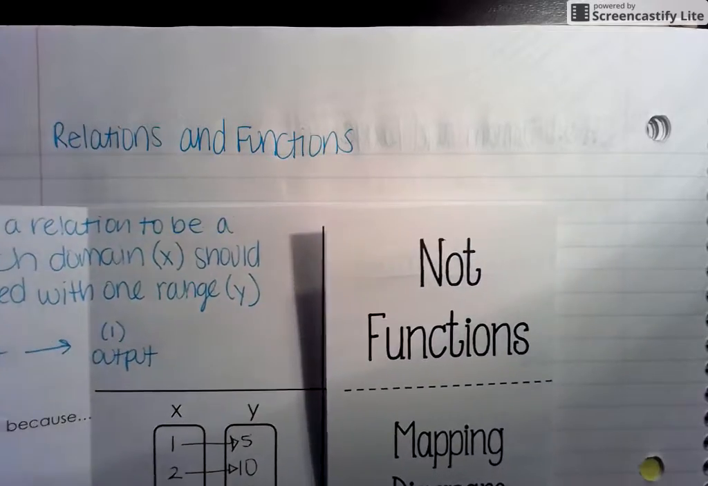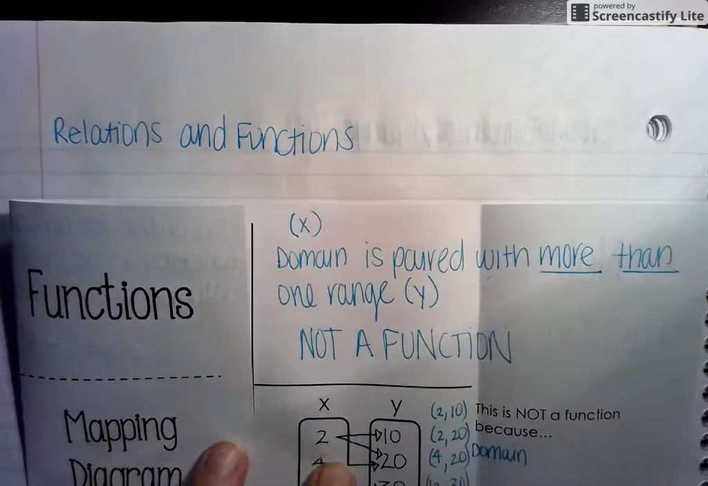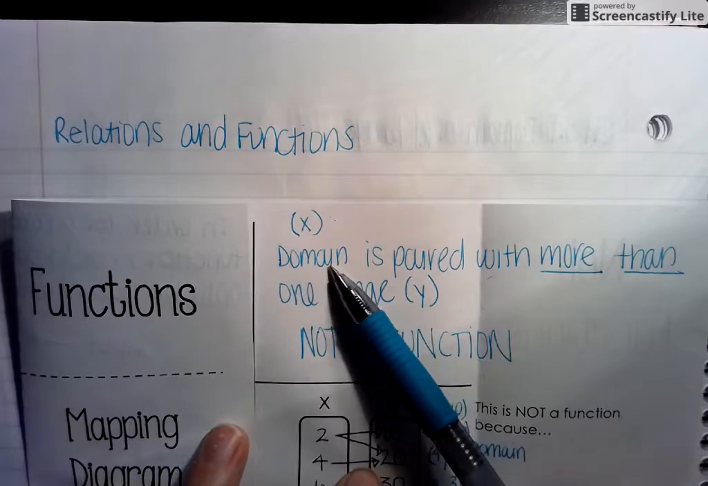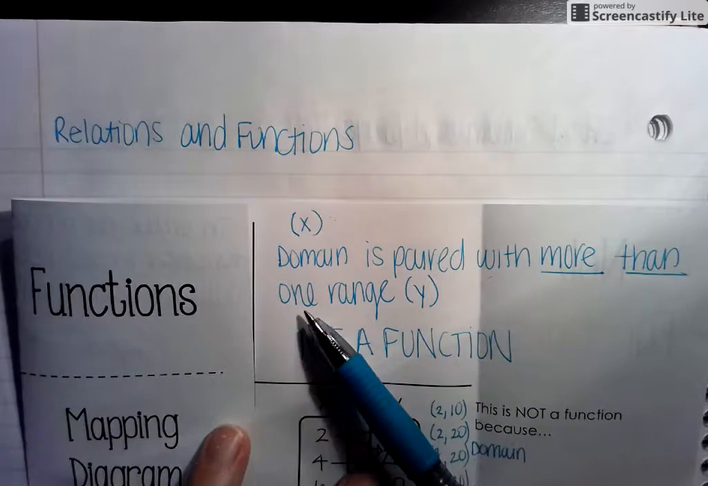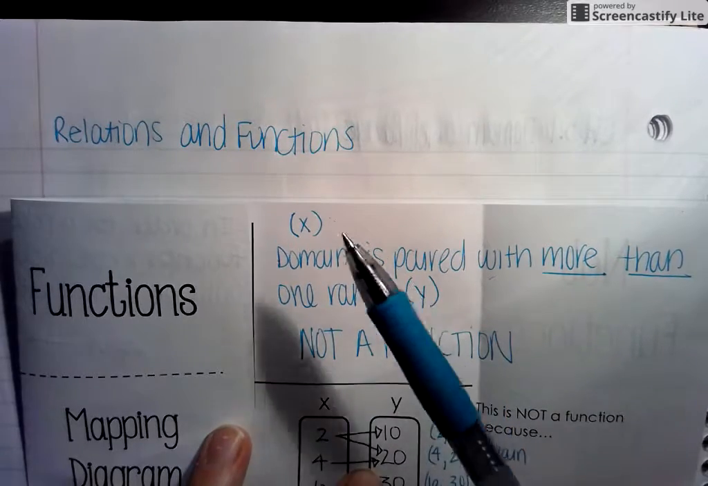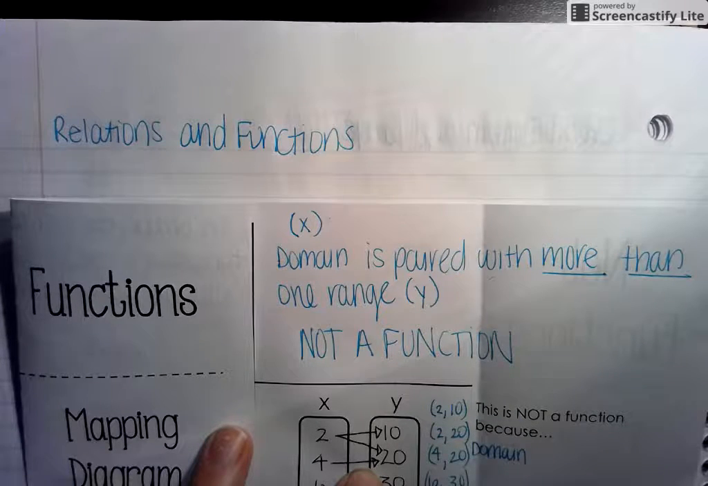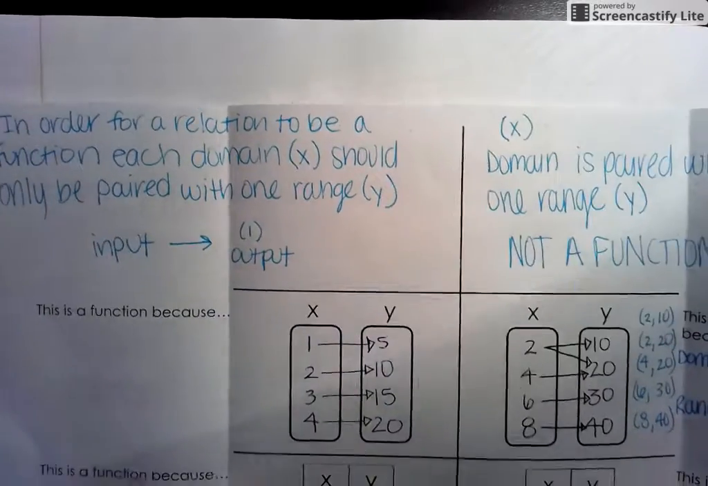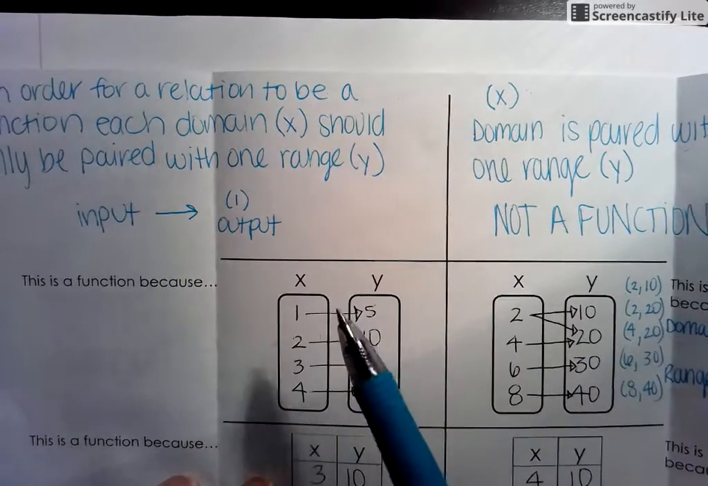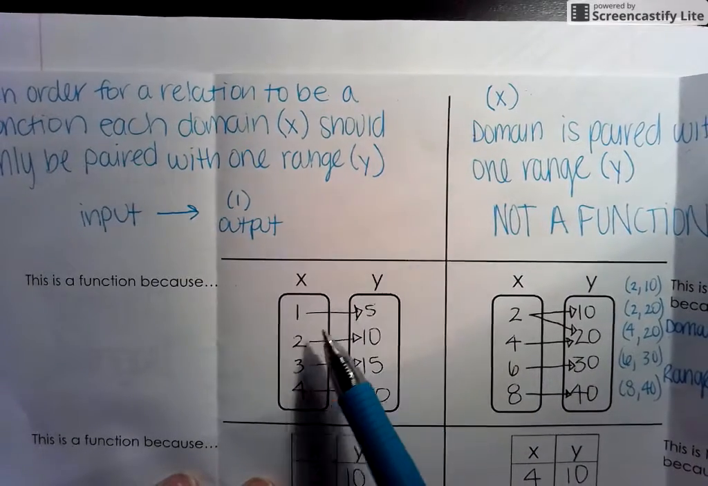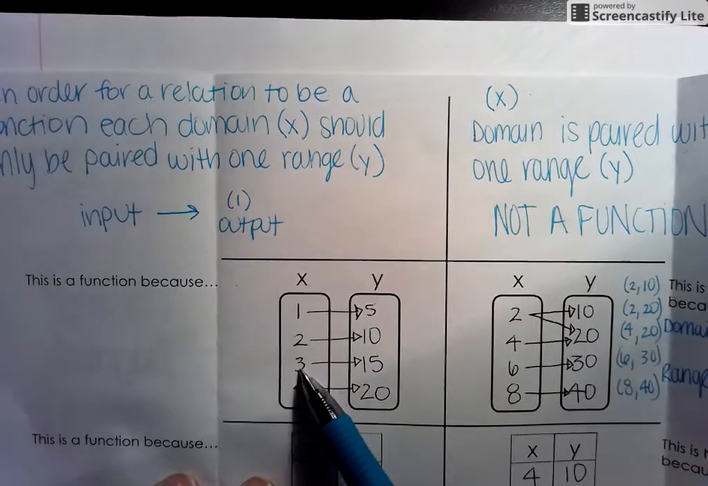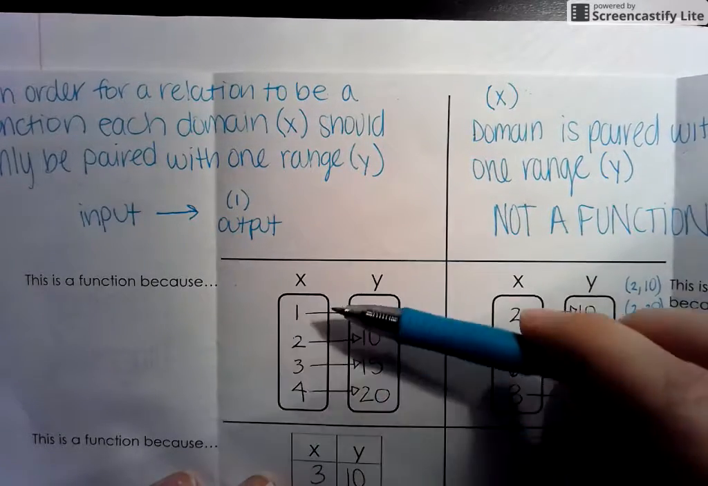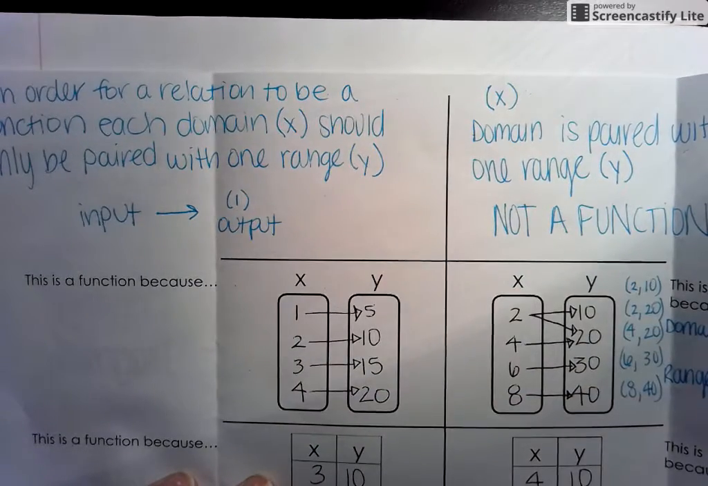Now, for something to not be a function is when a domain is paired with more than one range, so your y. So an x is paired with more than one range. That would consider it not being a function. So for example, this is a function because each input is paired with directly one output. So there are no multiple x values that are the same.